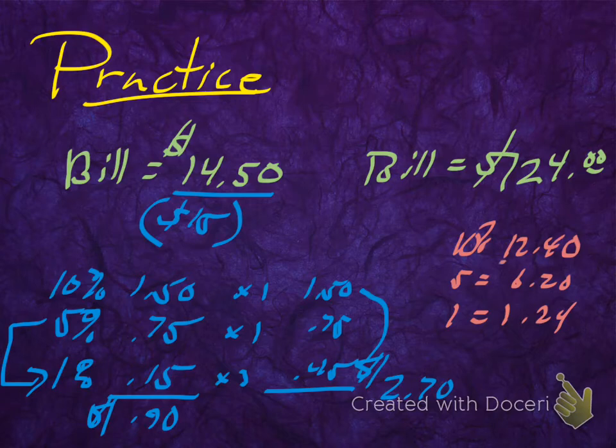Now, let's say it was good service. Well, if it was good service, that was all overkill. I probably could just take that 10% and double it. And if I double $12.40, I'm going to get $24.80. That's pretty close to $25. Most people tend to round to the nearest whole dollar.